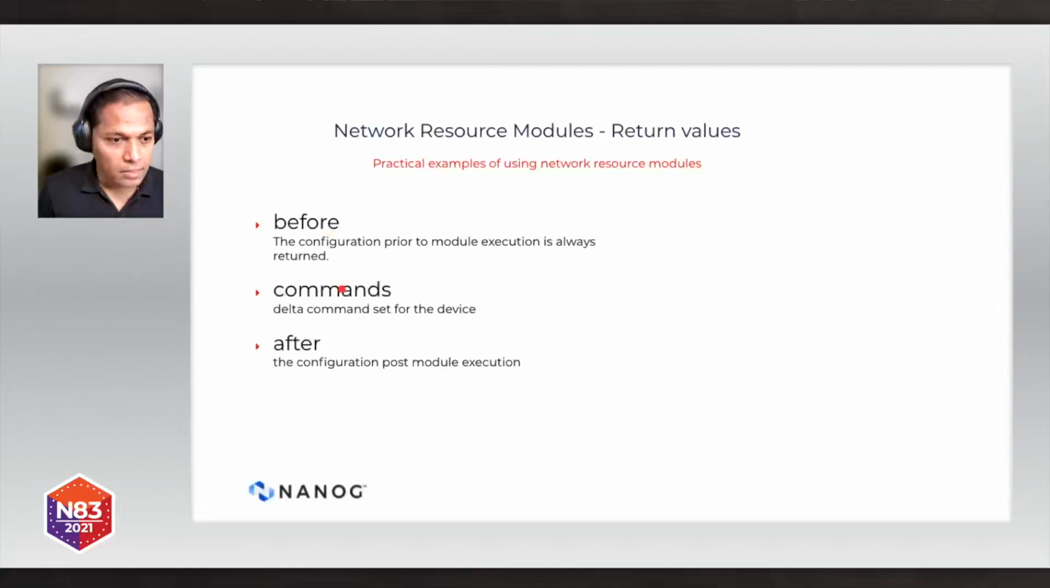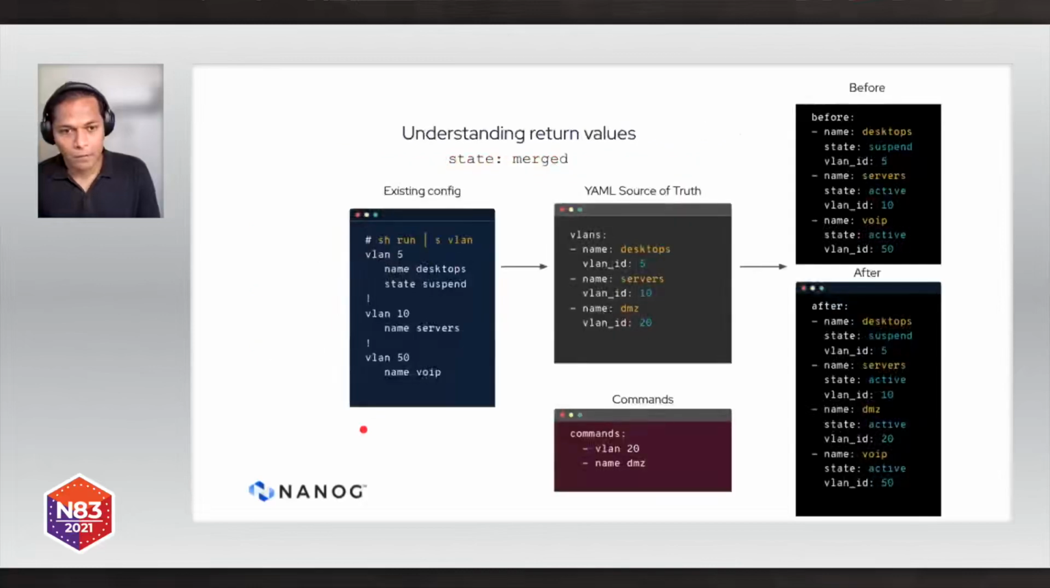Then command is basically the delta command set for the device, and after is the state post the command being executed and committed into the running configuration. It will get the after state of the device, and then render it in the module argspec format. So this slide talks about the return keys.